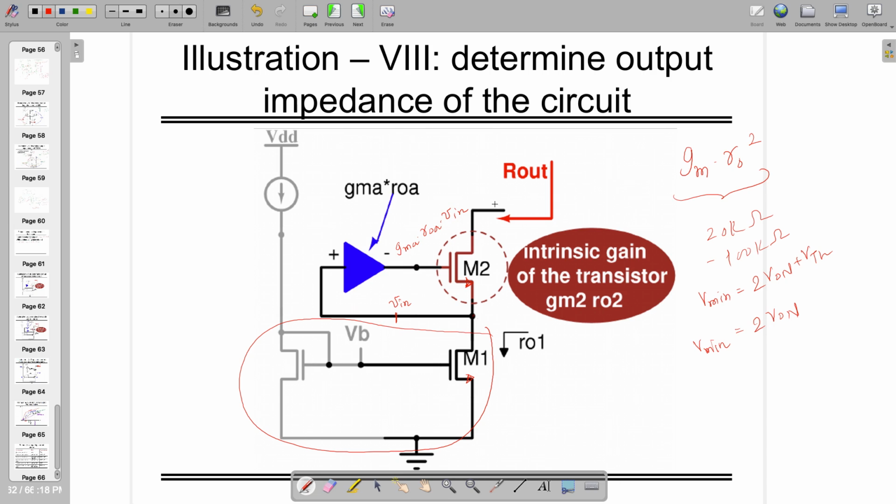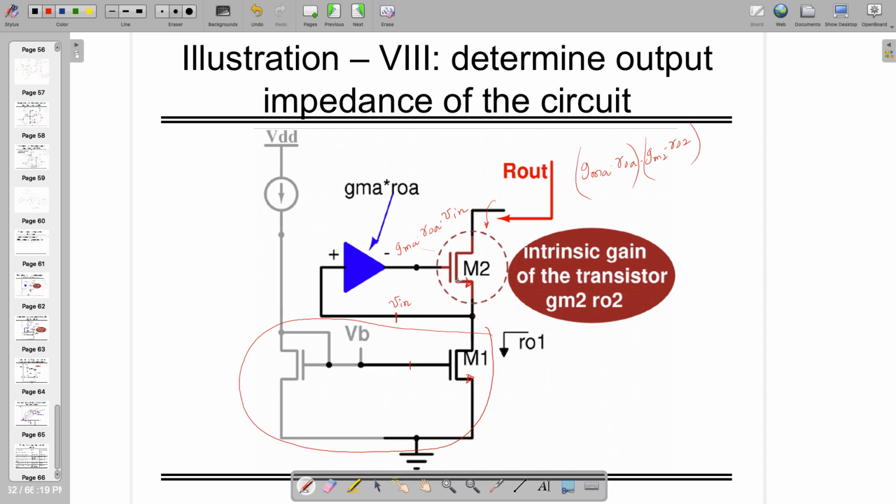If this is the case, looking from here, it's adding one more impedance. So going from here to here, the effective incremental resistance is not just this one, but gmA times roA times gm2 times ro2. I'm not going into detail for the derivation, but this is what you are going to see because it's a cascading of two amplifiers together. One is gmA roA and the other is M2, whose intrinsic gain is gm2 ro2. So you are going to have this particular loop.